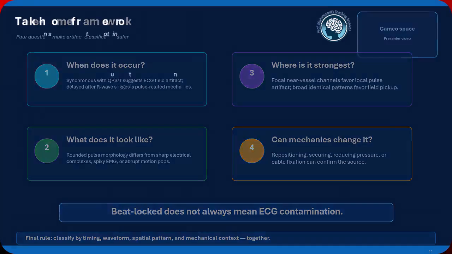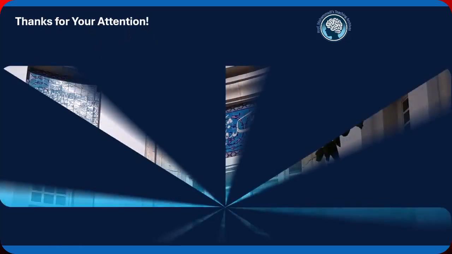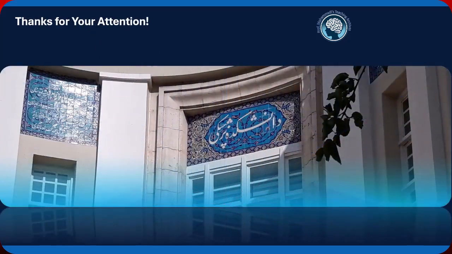Next slide, please. Thank you for your attention. I hope this presentation has provided a practical and reliable way to distinguish pulse artifacts from other rhythmic artifacts in physiological recordings. By combining timing analysis, morphology, localization, and sensor testing, we can reduce misinterpretation and improve the quality of clinical and signal processing decisions.